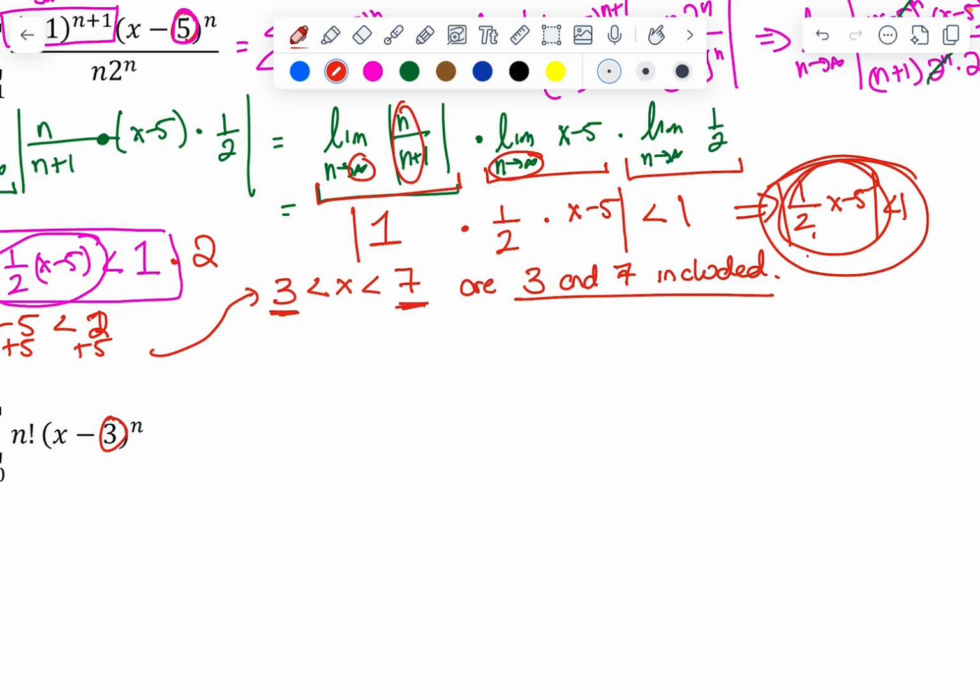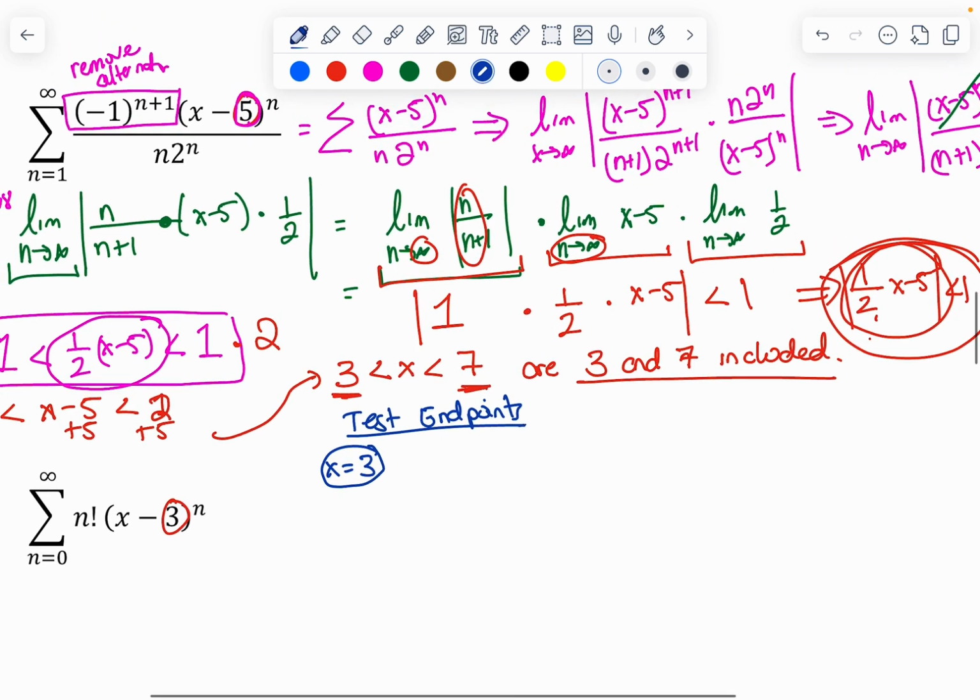And the only way to test if 3 and 7 are going to be included is we've got to test the endpoints. So we're going to test them. And first, let's test x equals 3. We're going to take this x equals 3 and plug it back into the original problem, to the original series.